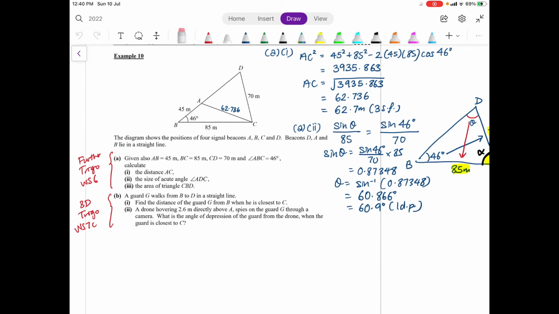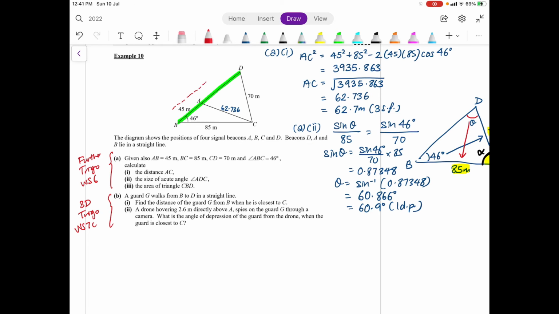Okay, so this question is quite interesting. Part B, a guard G walks from B to D in a straight line. So the path of the security guard is this, walk from B to D. So he was walking slowly, and now the question is asking, find the distance of the guard G from B when he is closest to C.